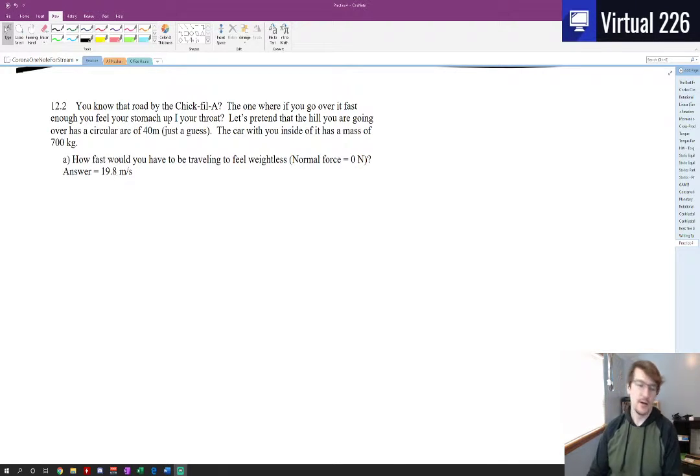Anyways. Okay, we're looking here at the 12.2 problem from practice 4. And this is a centripetal force problem, so an inward acting circular force problem.